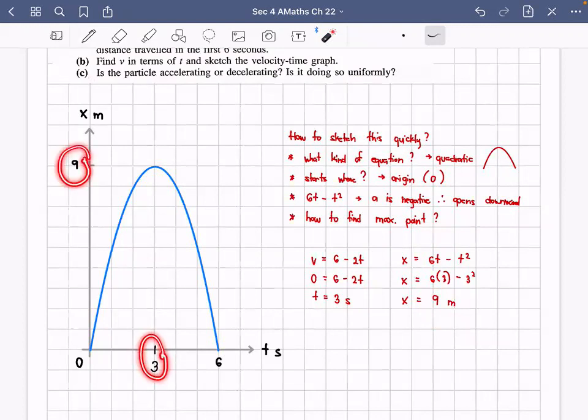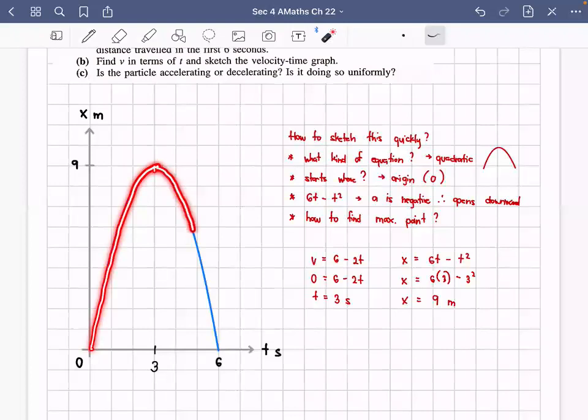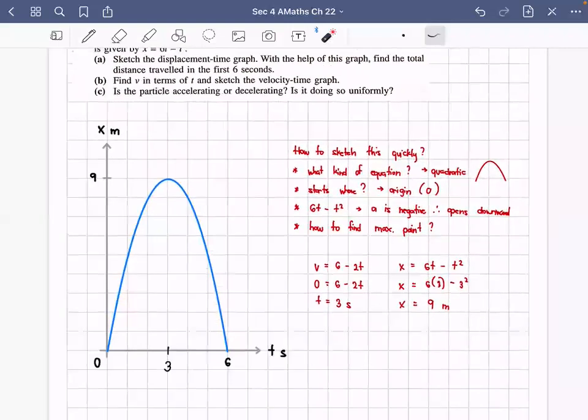9 meters. Okay, so basically class, 1, 2, 3, 4, 5, 6. And this is 3, and it will reach this point after 3 seconds. So drawing the curve, so this one. Now class, let's say you will only draw until this one. Quadratic equations are symmetrical, so the other half is just the mirror of this half. Okay, so this is your sketch for letter A.